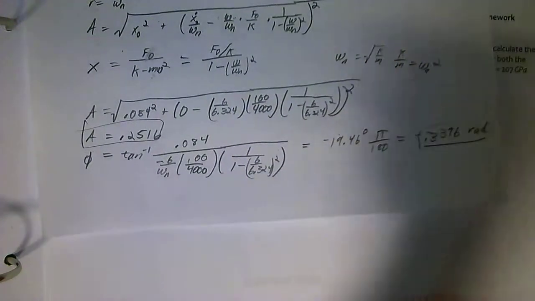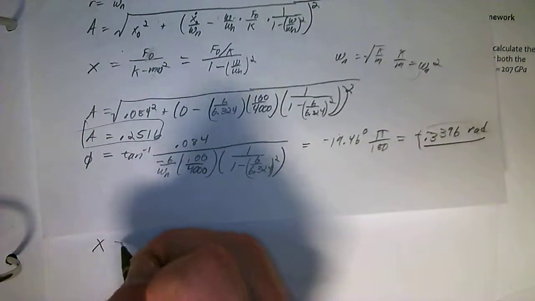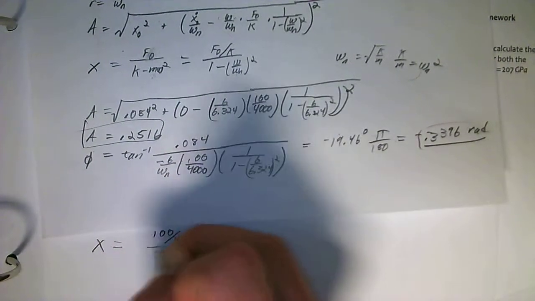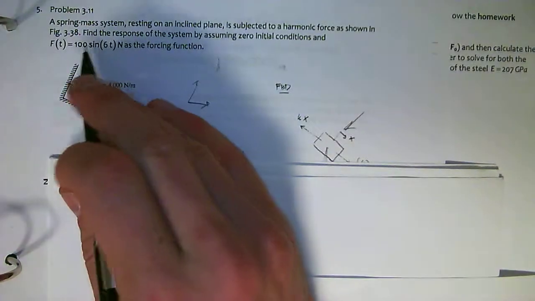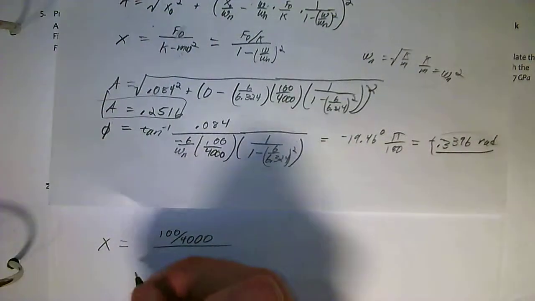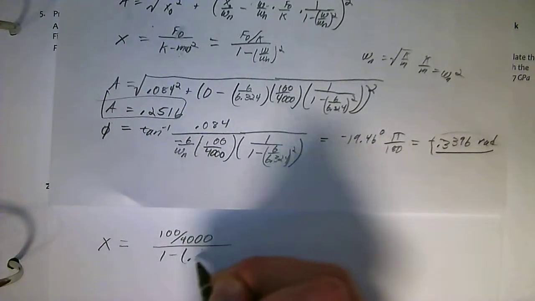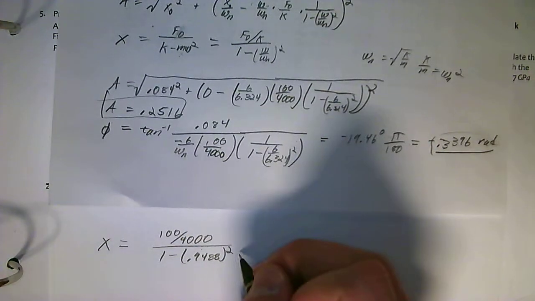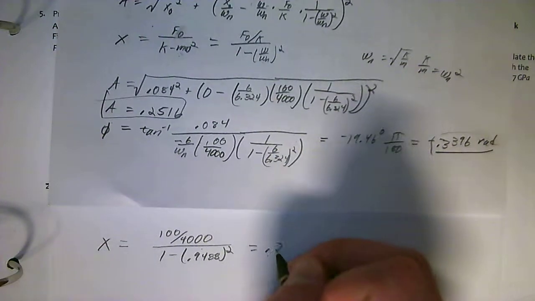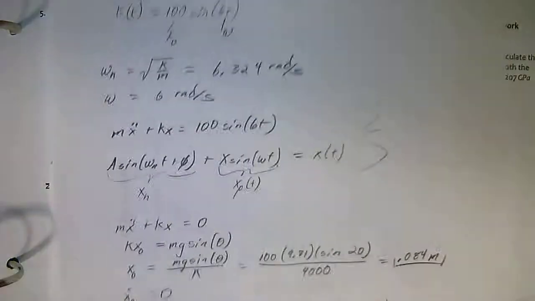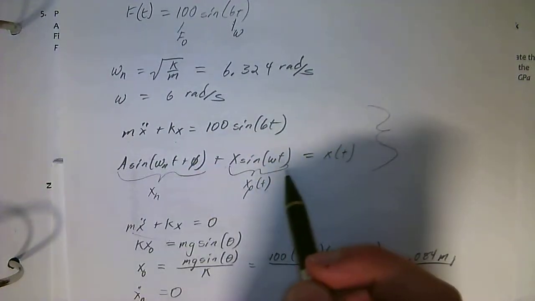So now let me move this up a little bit, and now do the calculation for X. X is equal to 100 over 4,000, because F naught is the forcing function right here. The value of the forcing function, this 100, is F naught. So all over 1 minus 0.9488 squared, because I did this calculation a little bit earlier, which is equal to 0.25. So we have all the values that we need now to solve this equation.